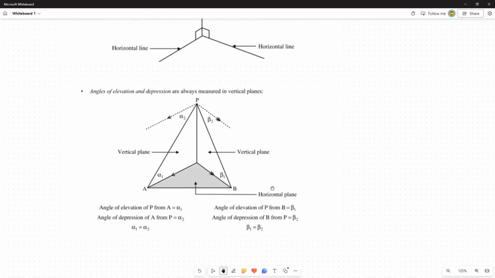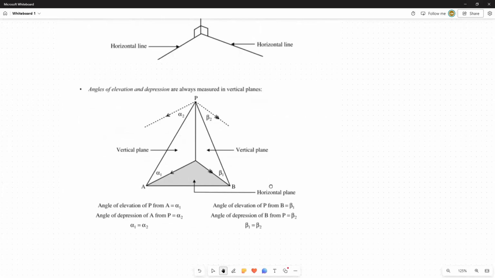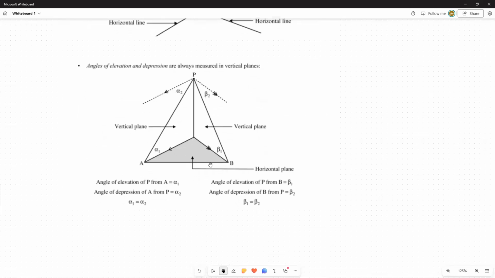Then we also have angles of elevation and angles of depression that we need to understand. So we have the angle of elevation of P from A. So you're looking at P from this position of A, then you will have that angle A1 over there, right? And then you have the angle of depression of A from P, so you are looking down on it, which is A2 over there. And because this horizontal line is parallel to that line, these two are alternate angles and are equal to each other. So be on the lookout for something like that also.